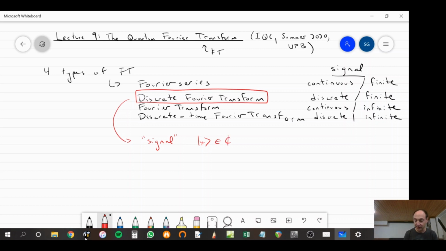It lives in complex space, and because the signal is finite, we could cap this off at some finite dimension. And so we're going to be doing Fourier transforms of these signals. Roughly speaking, the DFT is just going to be a linear map from C^n to C^n. That means it's going to be an n by n complex matrix, generally speaking.